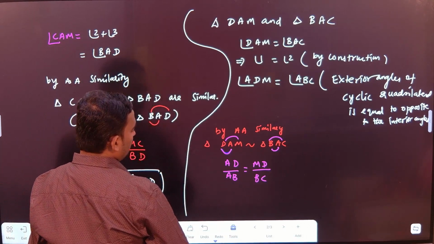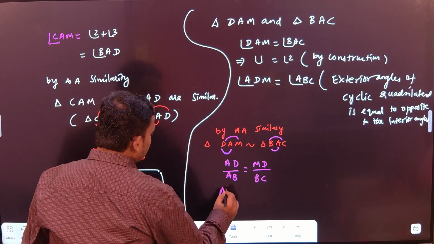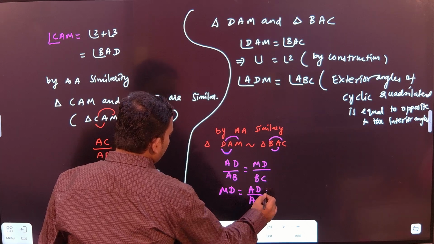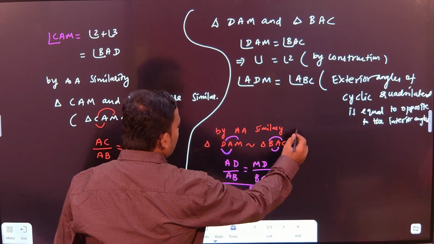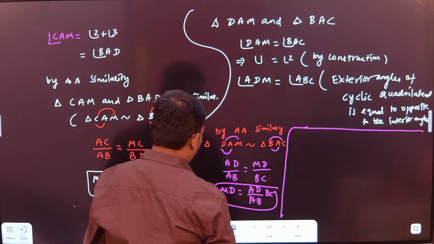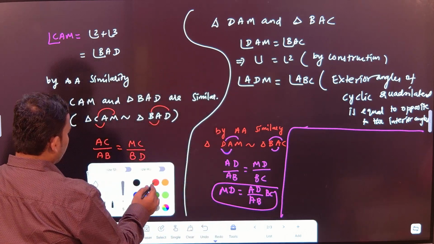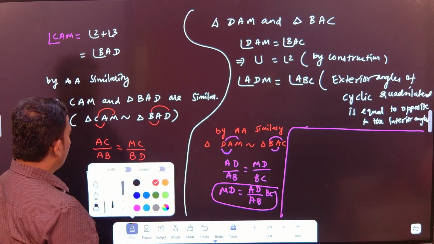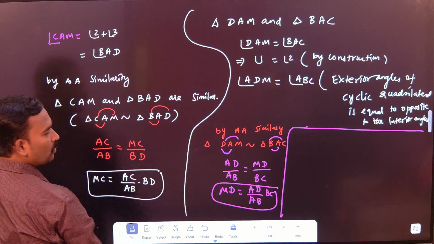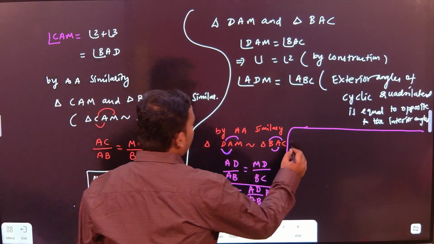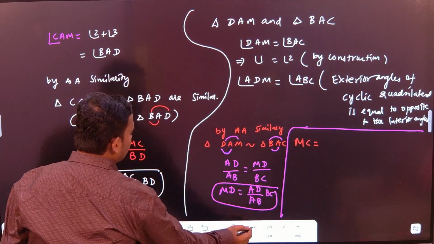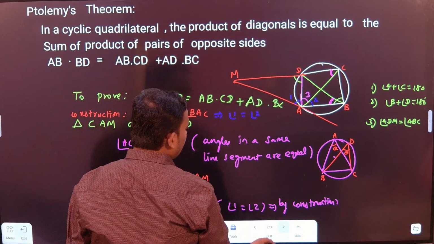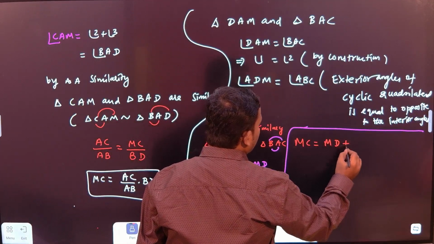Okay. So from this, MD, how to calculate? AD by AB into BC. So how to prove this? You can see, student, very simple here. We found the two equations here. One is MC, other one is MD. But MC, how to write? You can see on the screen, MD plus CD, right?